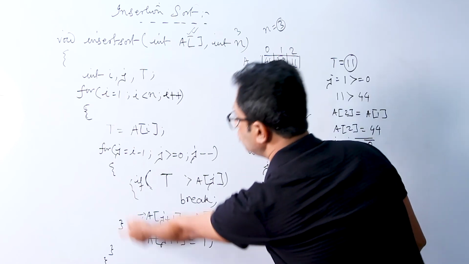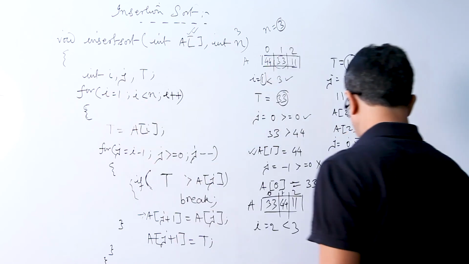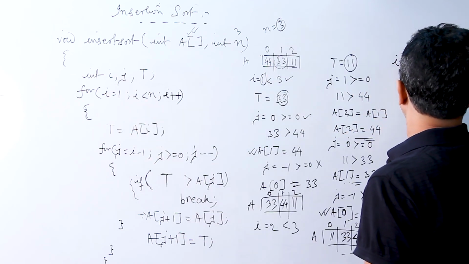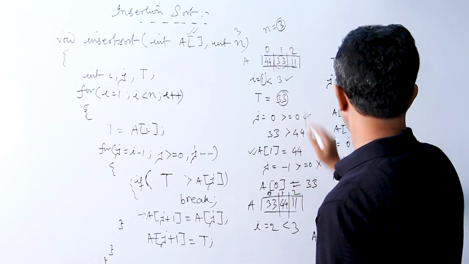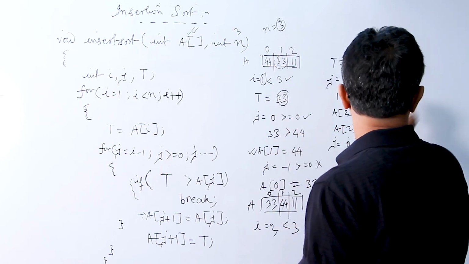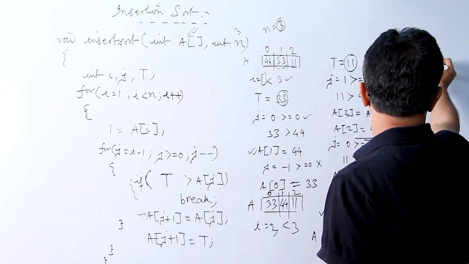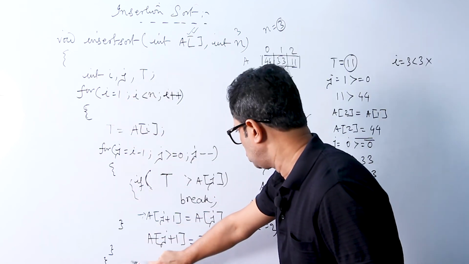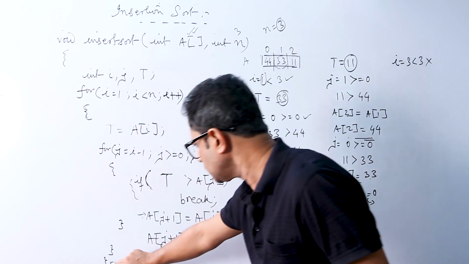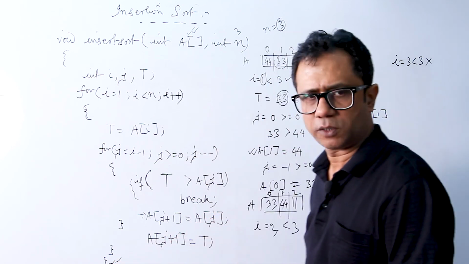Now we'll come to the outer for loop once again after incrementing the I by unity. I was first 1, then I became 2, then I will become 3, which is not less than 3. So we will not enter this outer for loop and will come to the closing brace of the function body.